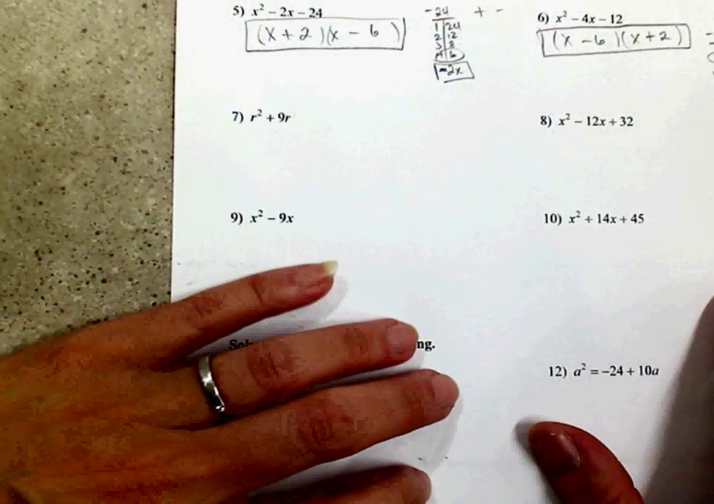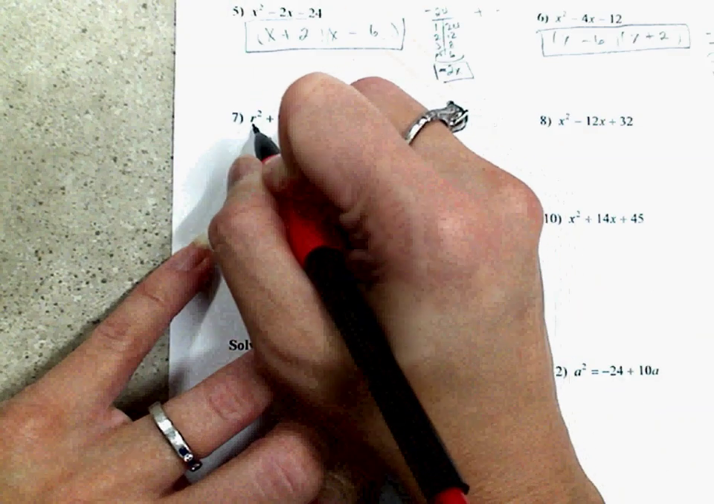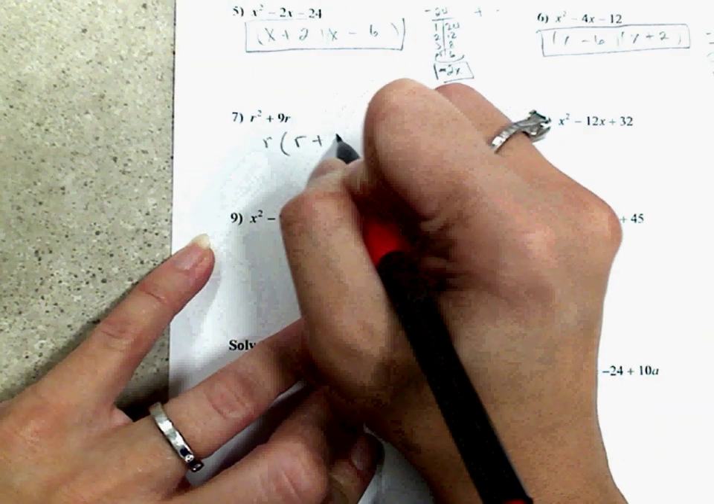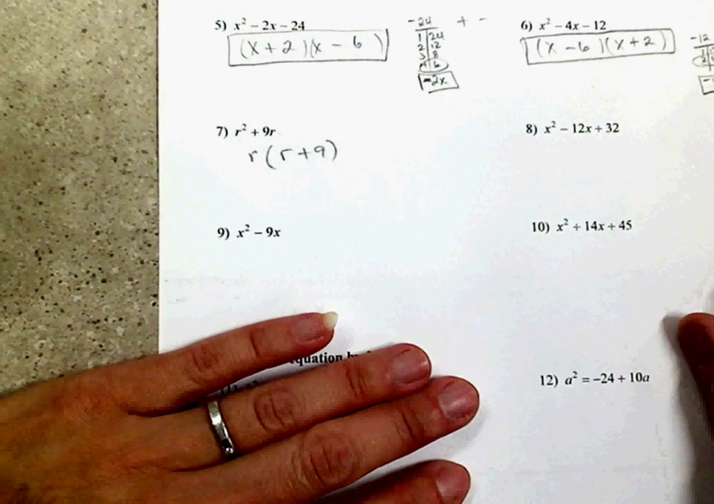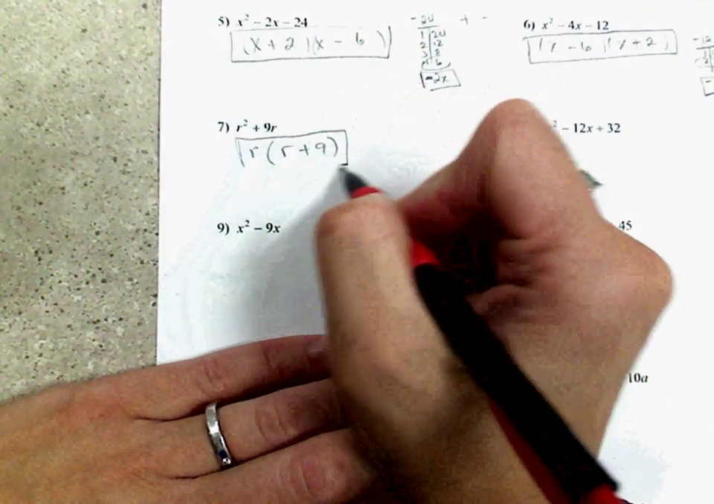Number 7. Factor out your r, 1, 2 terms. When you factor that out, you have r plus 9. Okay. That's all you have to do when you have 2 terms.